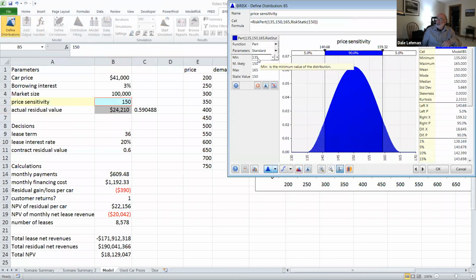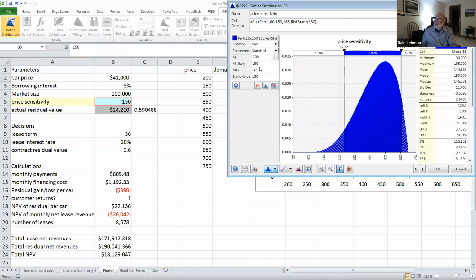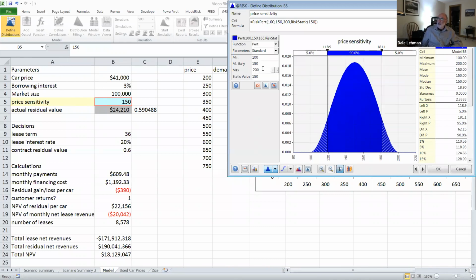And let's say that the minimum, it could range from 100 to 200, but the most likely value is 150. And the static value that I'll put in that cell is the 150 we had before. Here's what that distribution looks like. It looks a lot like a bell-shaped curve, but it actually is different in an important way. It's kind of squeezed in more.